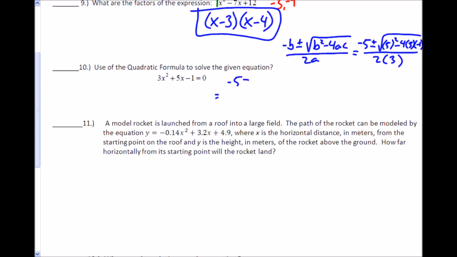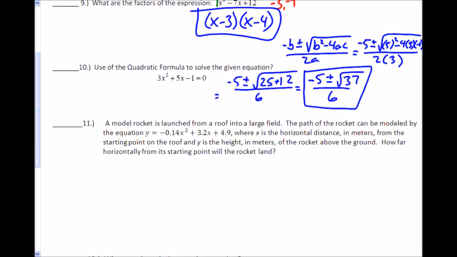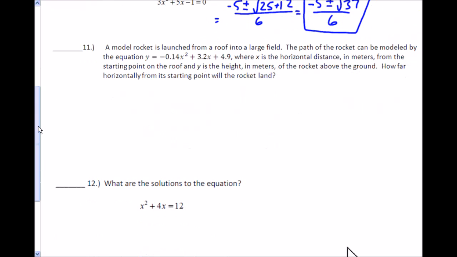That's a -5 plus or minus the square root of. That's going to be 25. Looks like plus 12 all over 6. And from here, that's a -5 plus or minus the square root of 37 over 6. And I'm just going to leave my answer in that form for right now. Hint, hint, wink, wink, as a -5 plus or minus the square root of 37 over 6. I could plug this in and get my two answers and round them off, but I'm going to leave it that way for now. Okay?